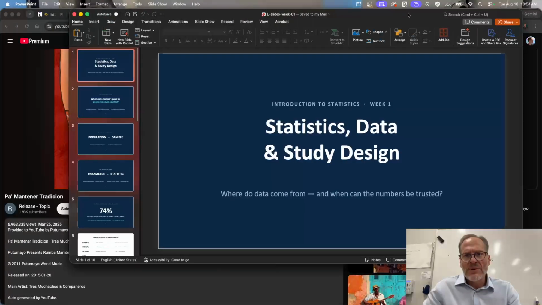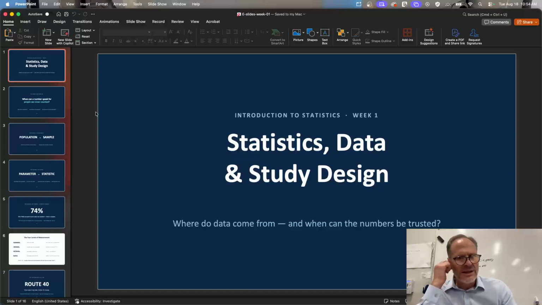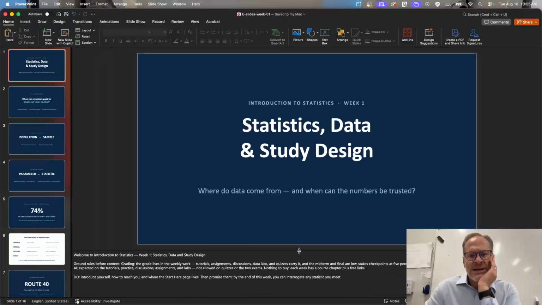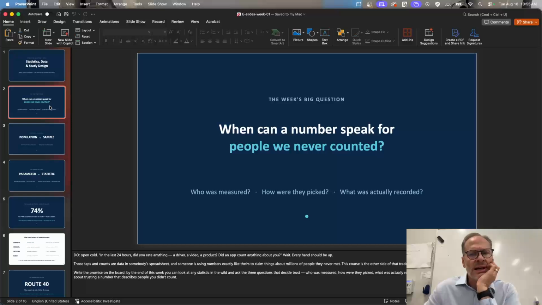I brought up the PowerPoint for chapter 1. Thought we'd just quickly, for week 1, take a look at it. Where do data come from? That always seems like not correct English to me. And when can the numbers be trusted? And so, you can see the notes here to the slides, and you can get another piece of instruction from this stuff.